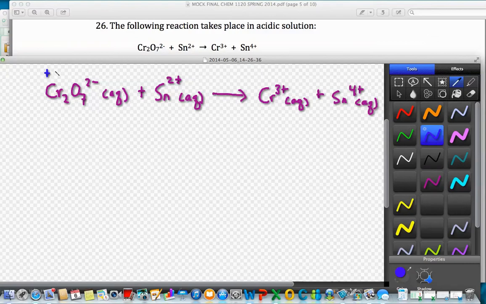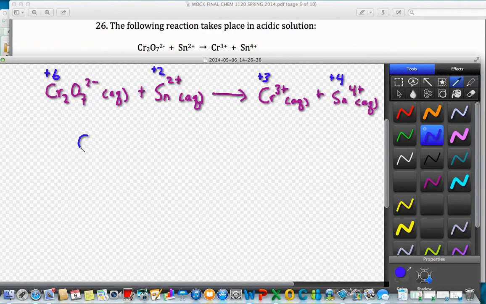Chromium will be +6. I know that's +6 because oxygen is -2, -2 times 7 is -14, which means these two need to be a +12. 12 divided by 2 is 6. And of course Sn is +2. Chromium is of course +3. And Sn over in products is +4.